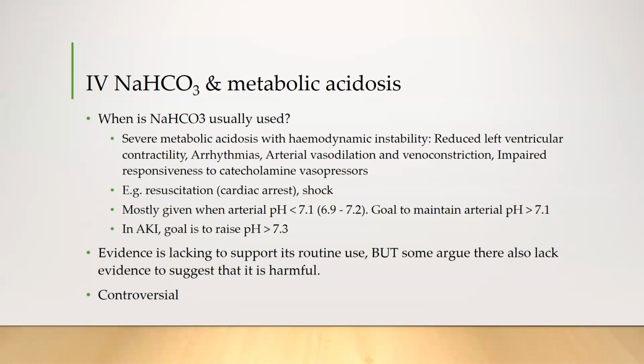So examples of use could be in resuscitation during a cardiac arrest. However, evidence for this is conflicted, and then in cases of shock. Now, recommendations generally say that it's mostly given when arterial pH is less than 7.1, in the range of 6.9 to 7.2, with a goal to maintain arterial pH more than 7.1. And in patients with AKI, the goal is to raise the pH to be above 7.3.